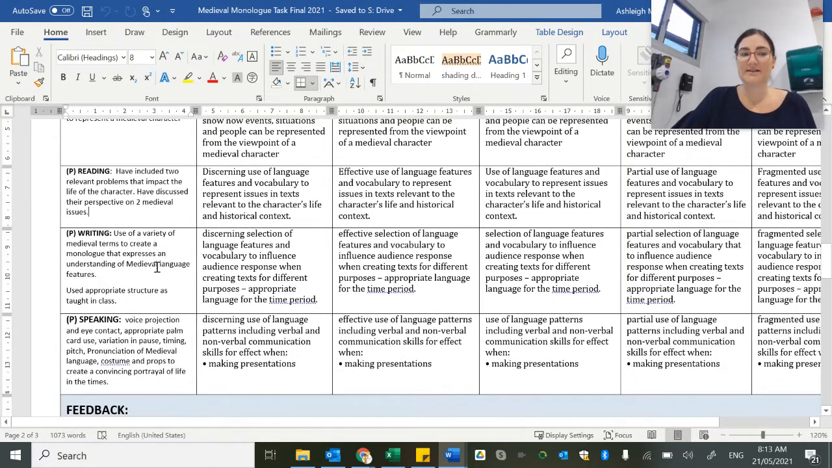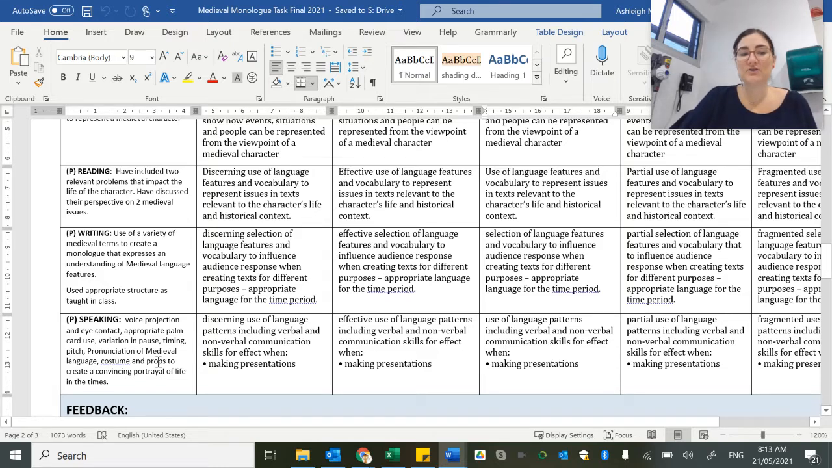You have a writing mark also, and this is about the structure of your monologue. Have you written it in the way that you were taught? And have you also used the medieval language, so the vocabulary that we will give you in your classes? And does that actually make your character more realistic? So that is what you're marked on there.